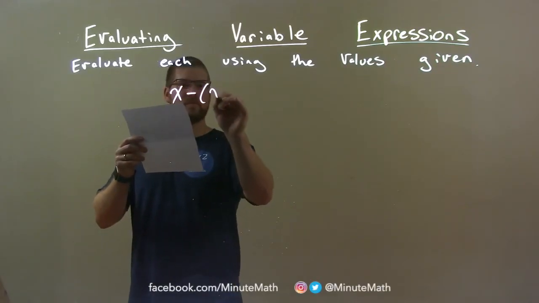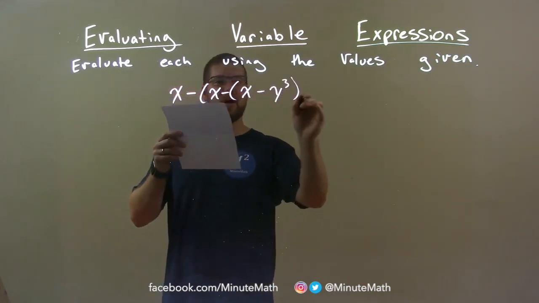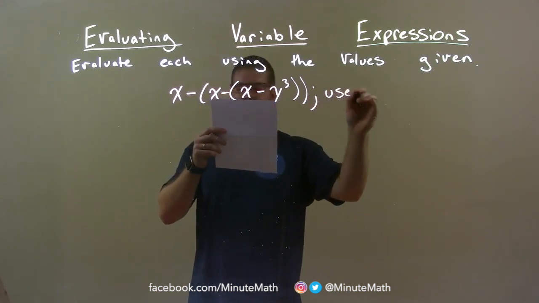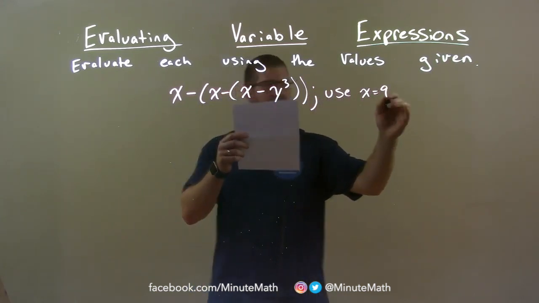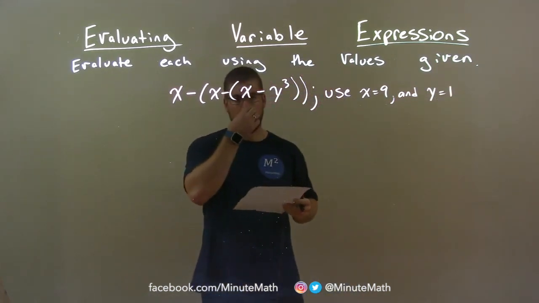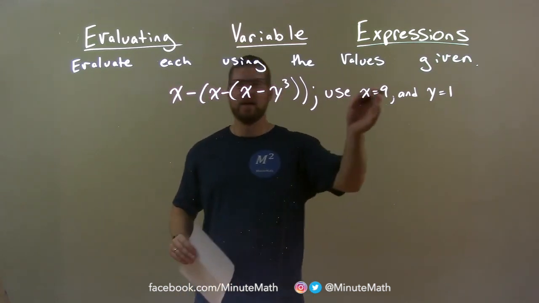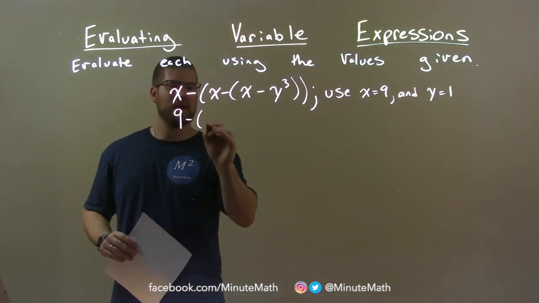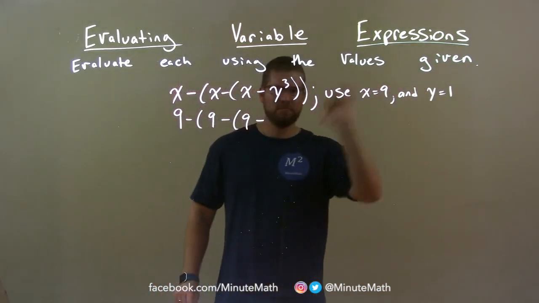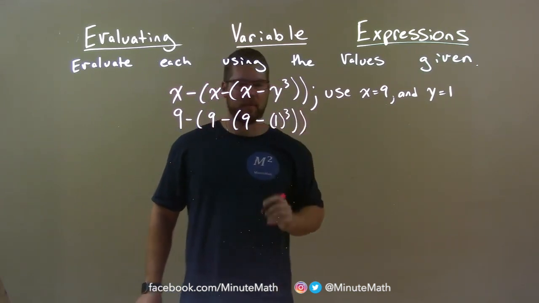X minus x minus x minus y to the third power. Ooh, make sure my parentheses are there. And we're using x to be 9 and y to be 1. All right, first step, putting values for their variables. X is 9, 9 minus 9 minus 9 minus, y to be 1. 1 to the third power, okay?